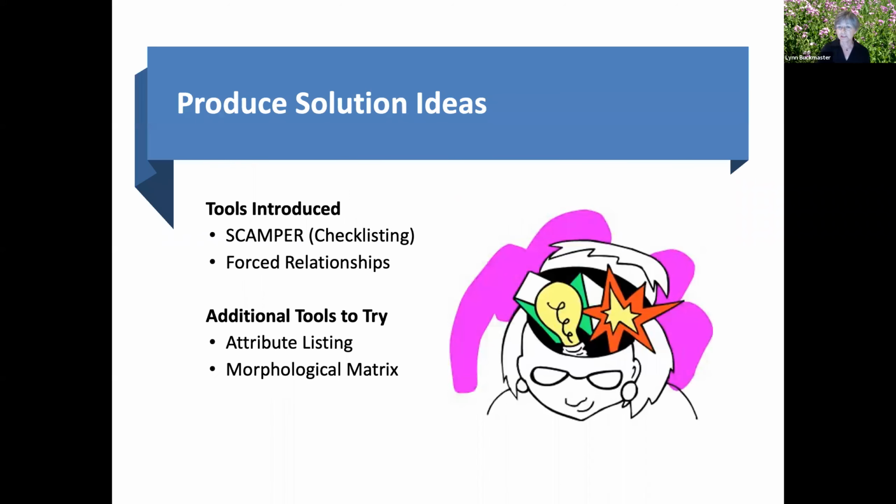So for producing solution ideas, we looked at SCAMPER and also forced relationships. And additional tools to try that are in the publication are attribute listing and a morphological matrix, which I personally love. And back to Martha.